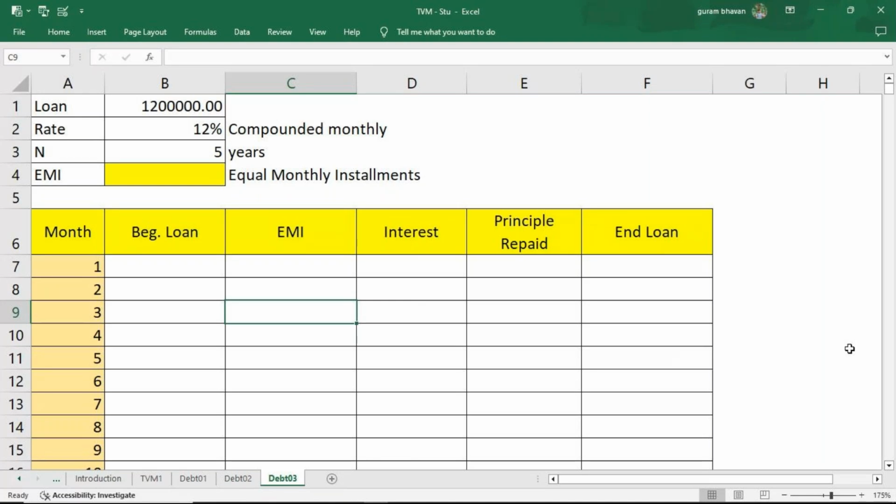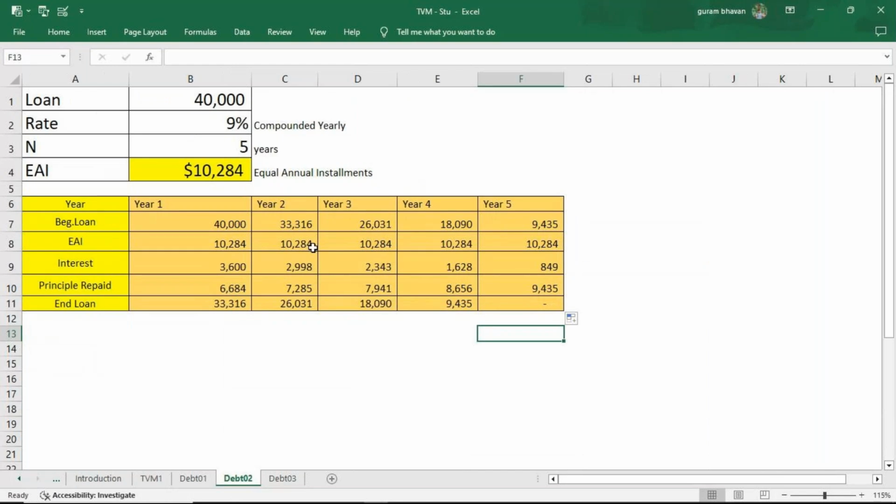Ma'am, for debt 3, for the fourth month end loan, I'm getting it in negative. Is that possible? No, no, no. You will not get any values as negative. So there must be some problem in applying the fill handle. Just check. Here and all we did the fill handle, you remember? We did it for the second year. So there only something must have gone wrong.